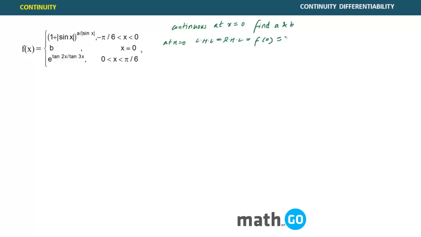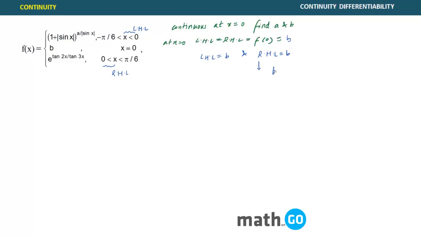So what is f(0) given to you? f(0) is already given to be b. You can clearly see from here x equal to 0 is b, so this is b. So that means LHL should be equal to b, and your RHL should also be equal to b. As you can easily see, in the RHL this function would be used, that is the function towards the right, because x is greater than 0, this will be the role of RHL, and since x is less than 0, this will become LHL, right? So we can easily find this particular value because there is no other parameter over here. So let's start with the RHL first of all.